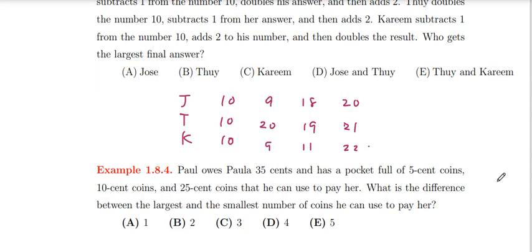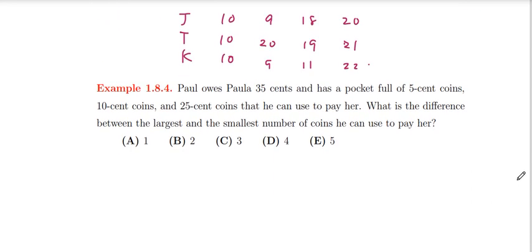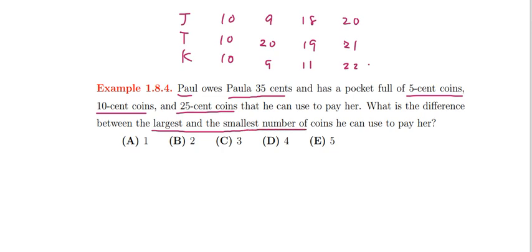Okay, right? So here we just need to understand the question, an easy problem. Okay. So Paul owes Paula 35 cents, so he wants to pay off 35 cents. He can use 5-cent coins, 10-cent coins, or 25-cent coins. The question is to find the largest number and smallest number of coins he can use.